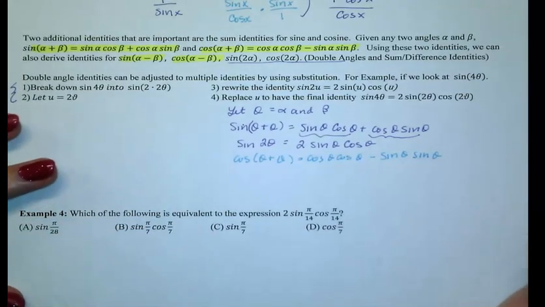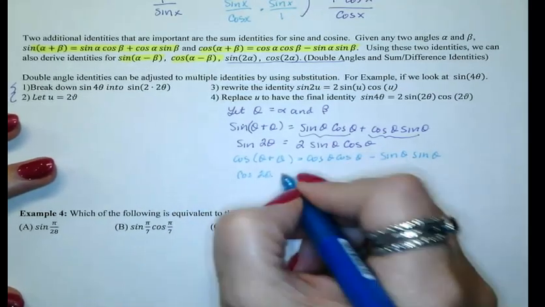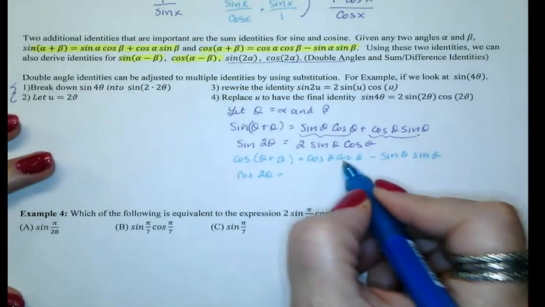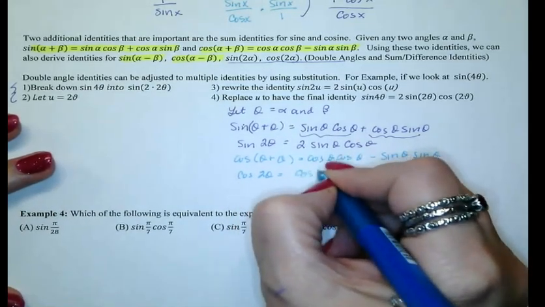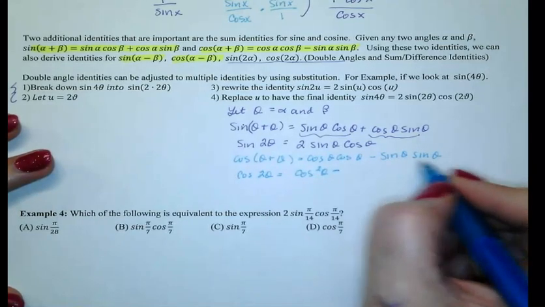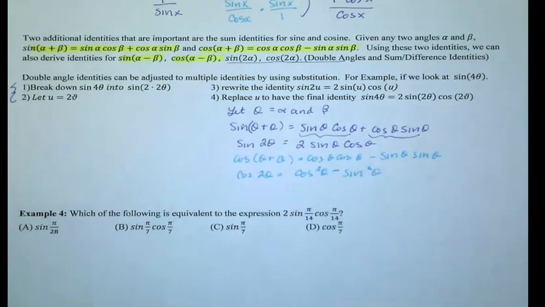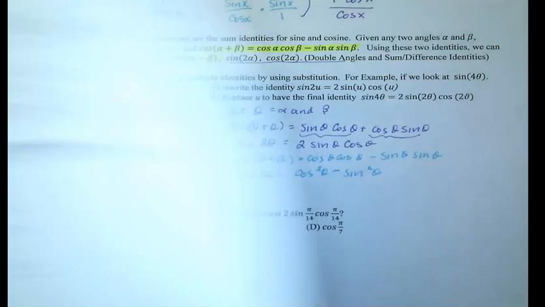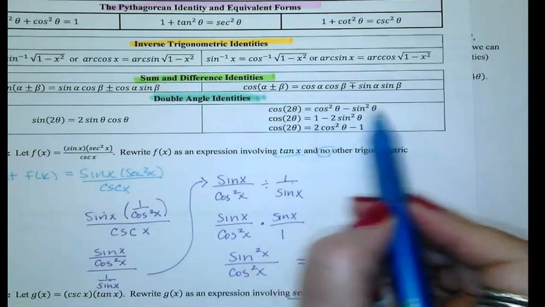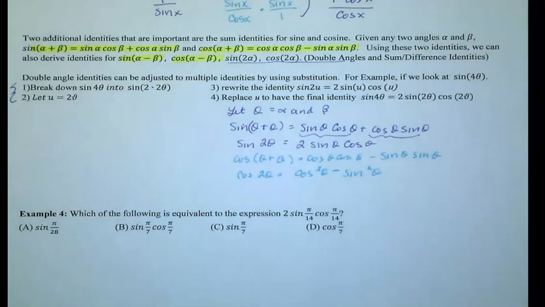So then as I'm looking at this, I can see that I have cosine 2 theta equal, and a cosine times a cosine is cosine squared theta minus, and then over here a sine theta times sine theta is sine squared theta. So I found one of my double cosines, which is this one right here. Then we can use what we know about this to derive the other two, much like we did Pythagorean identities.